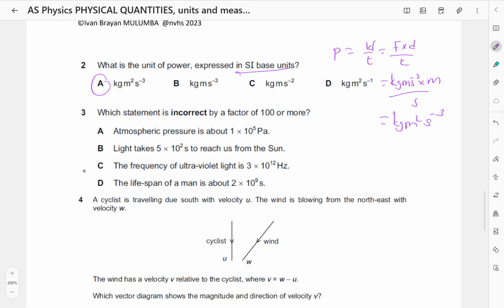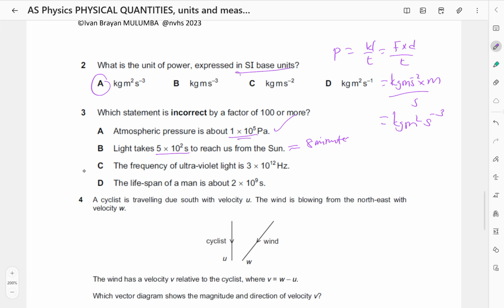Which statement is incorrect by a factor of 100? I think we know that atmospheric pressure is about that. That one is fine. Light takes 500 seconds to reach the Earth from the sun. I think that is correct. That is approximately 8 minutes. Light takes approximately 80 minutes to reach us. That is very true. It is a value that you are familiar with.